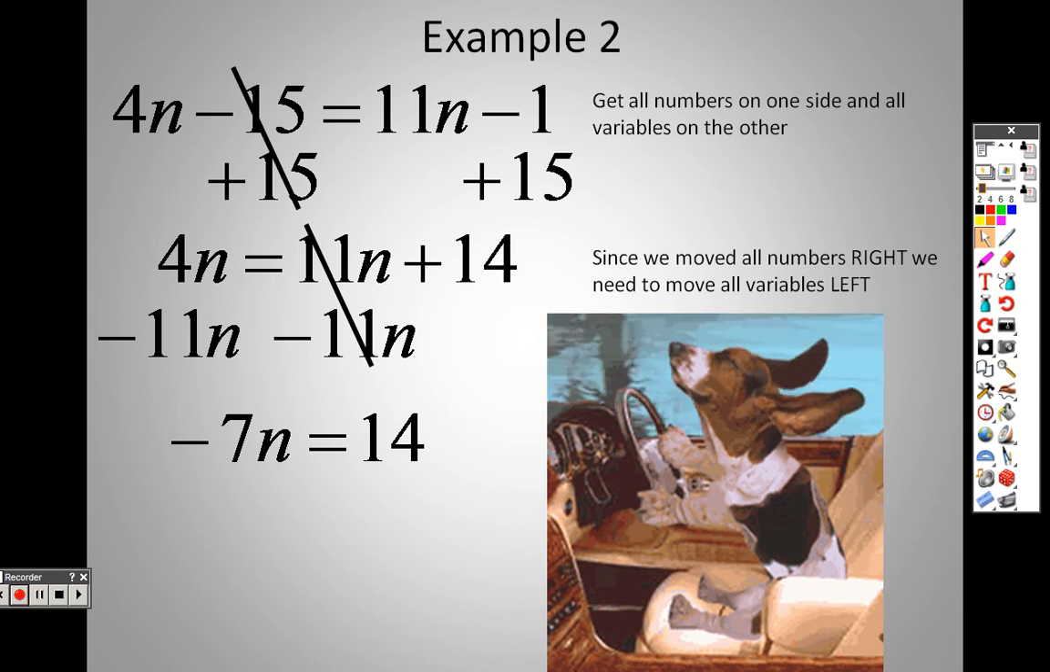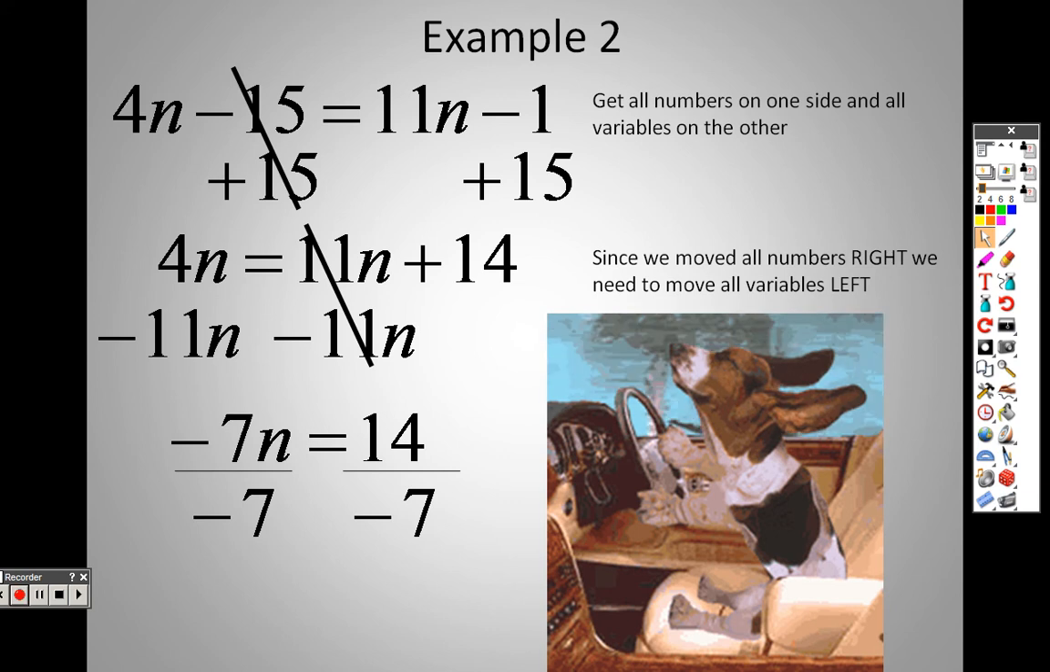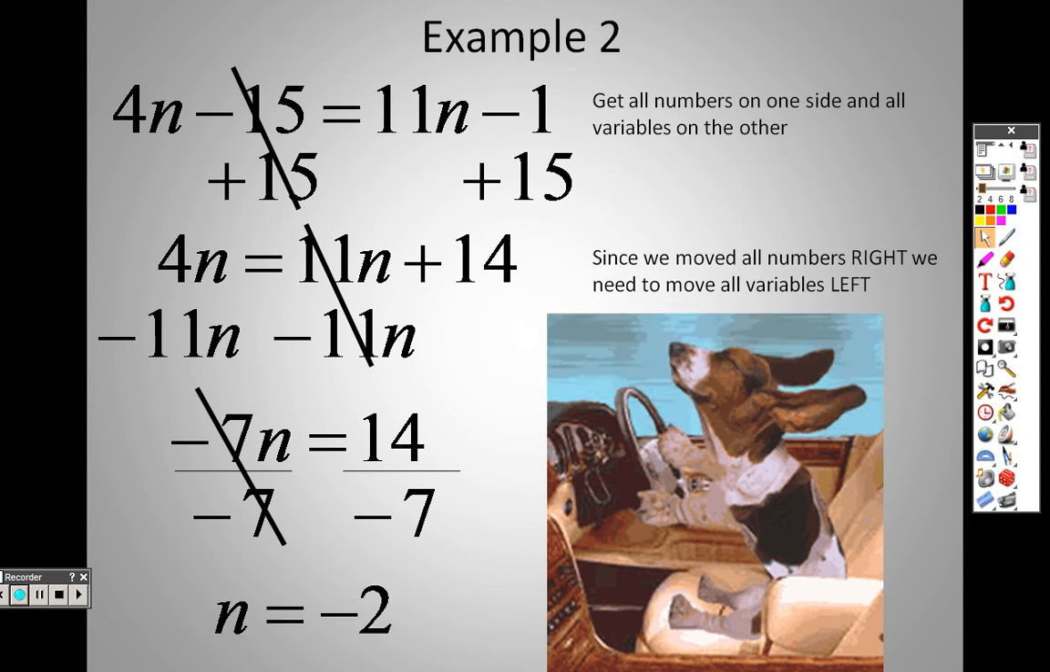What is the opposite of multiplication? Division. So let's divide by negative 7. The reason I'm dividing by a negative 7 is because I'm trying to get n by itself. So I divide by negative 7. 14 divided by negative 7 is negative 2. So n equals negative 2 is your answer.